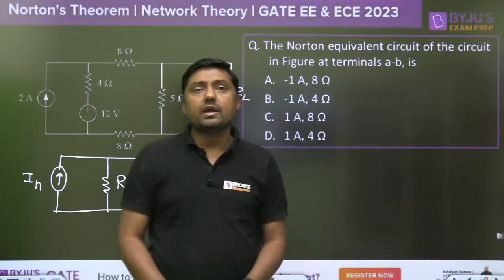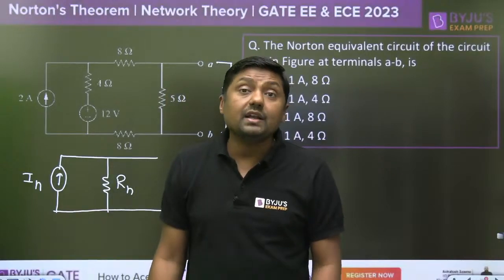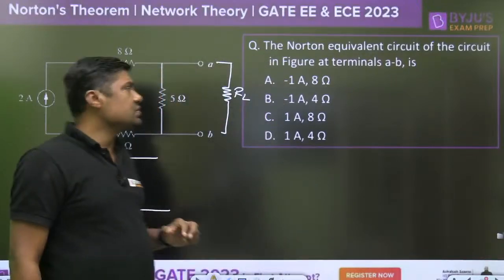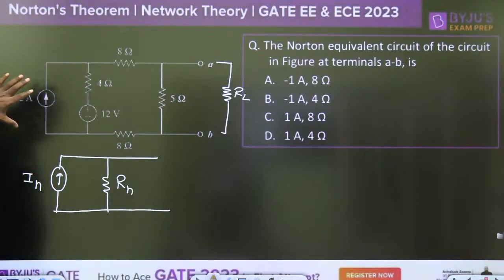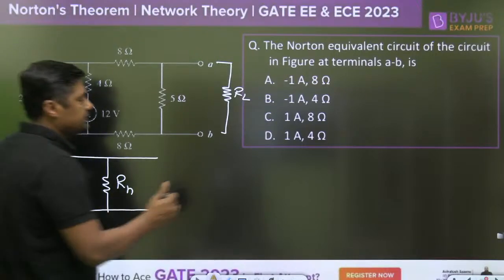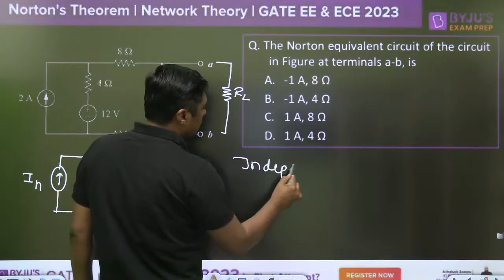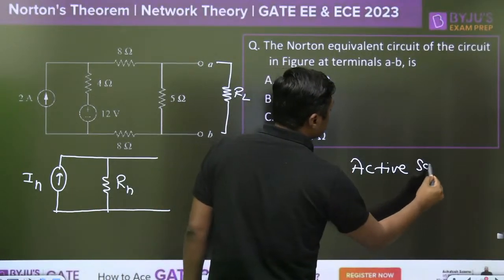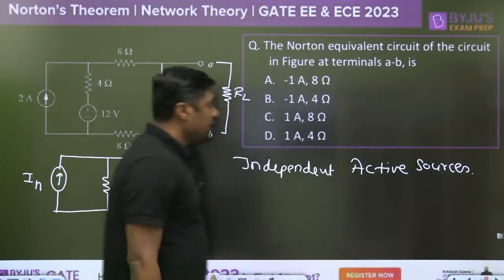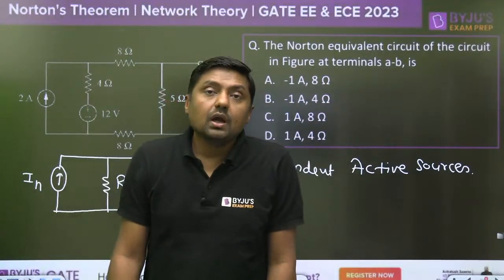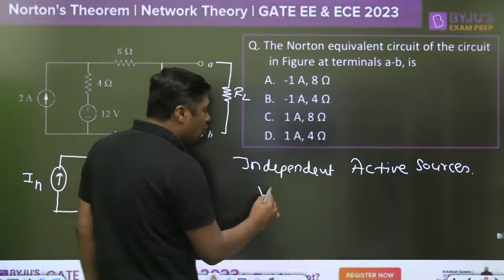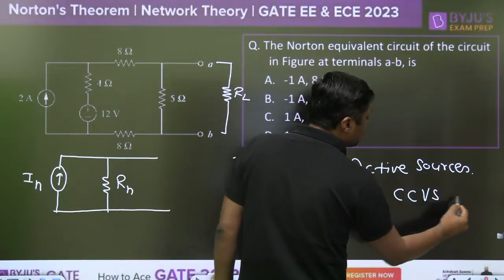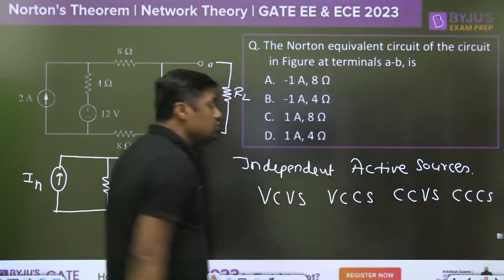I will discuss those questions, and in some questions we are getting a negative answer, right? So RTH or RN may be negative, but watch this question. Here we have only independent active sources. If there are only independent active sources, there are no dependent active sources. Dependent active sources means what? Voltage controlled voltage source, voltage controlled current source, current controlled voltage source, or current controlled current source. These are the dependent sources.